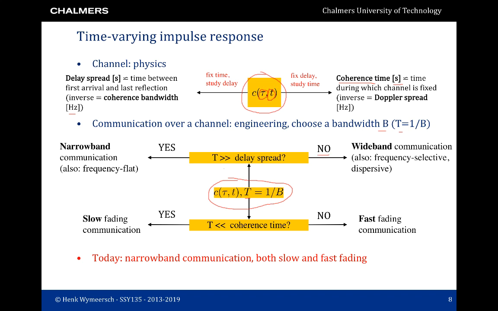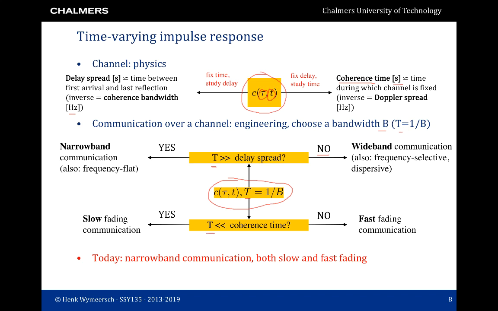In the other case, when the delay spread is larger than the symbol slot, then you will have intersymbol interference. Different symbols will interfere with each other. So if I send a single symbol, I will receive a blurred out version of this. And this is called wideband communication or frequency selective communication or dispersive communication. Okay. So the choice of T with respect to the delay spread determines whether the communication is narrowband or wideband.